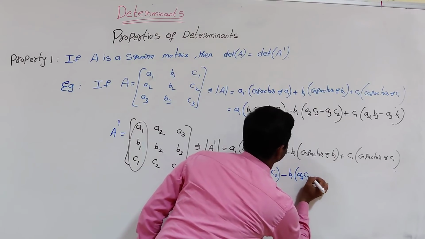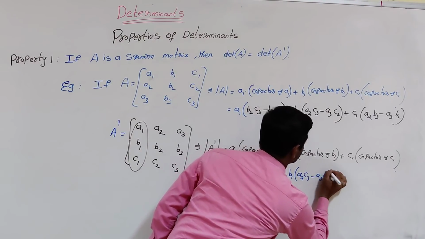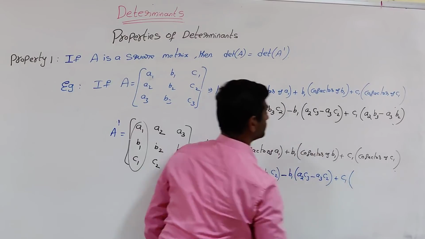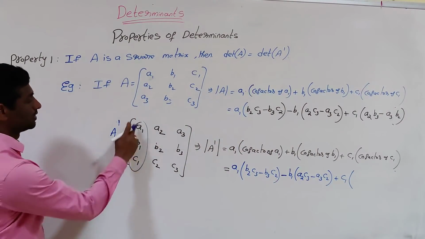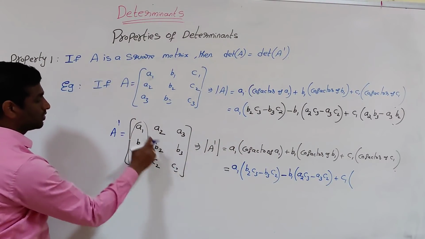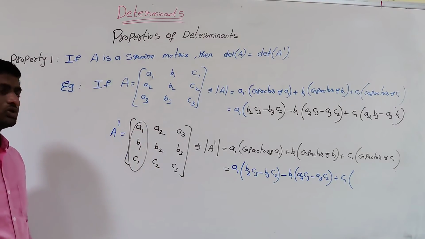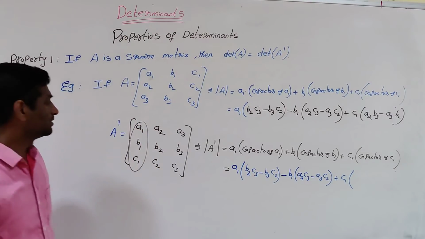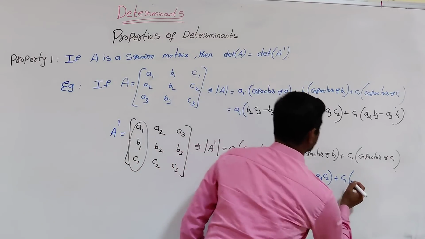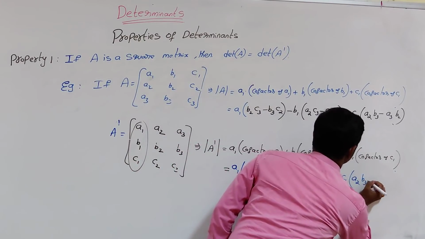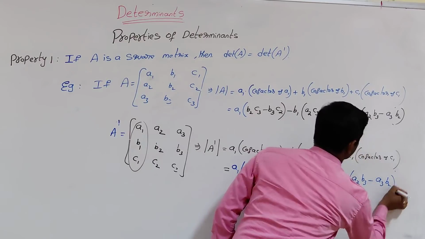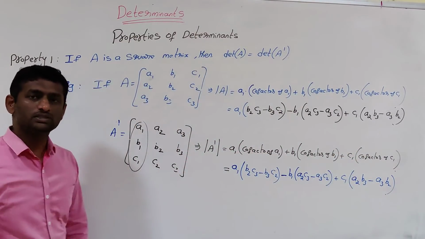A2 C3 minus A3 C2, plus C1 into cofactor of C1. It is located in the third row and first column, so it gives a positive sign. C1 into A2 B3 minus A3 B2. So these two values will be the same.